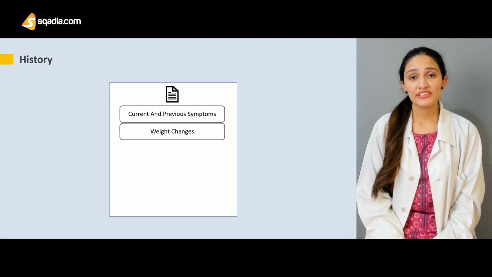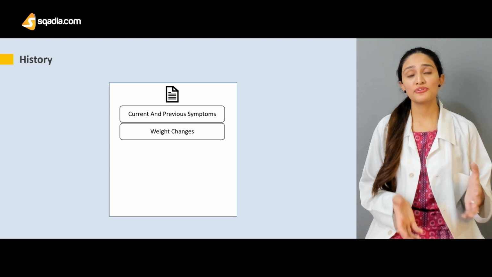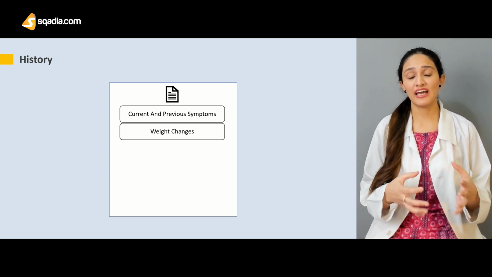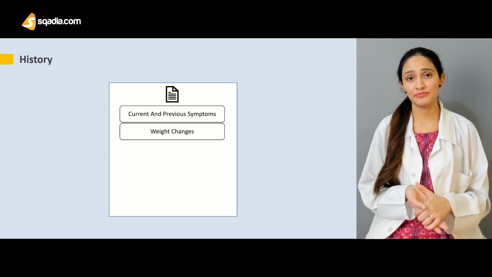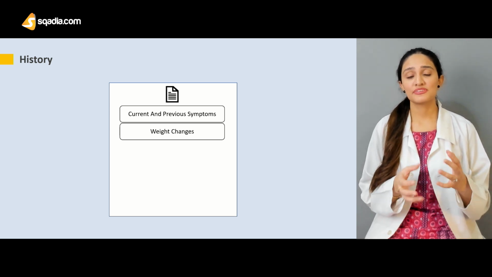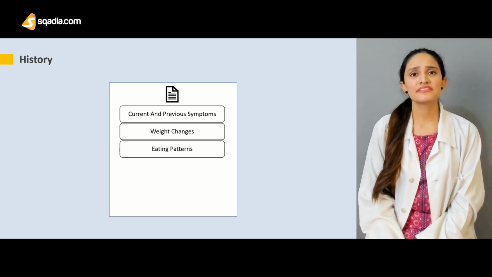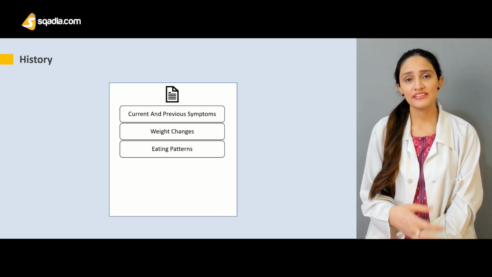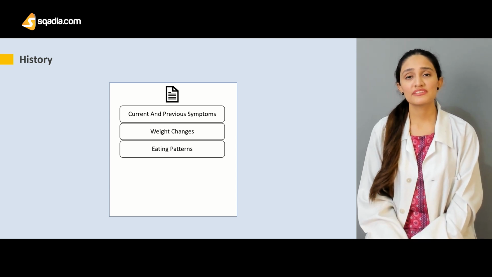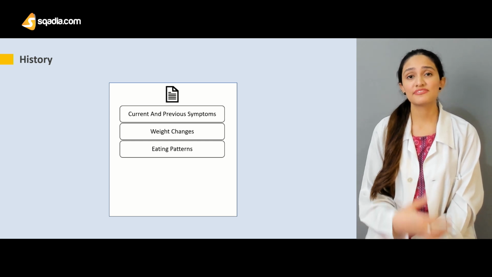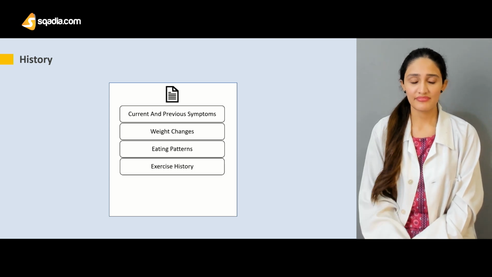This is very necessary, to ask the patient if he has noticed any weight changes. As you all know, weight loss is specific to type 1 diabetes and weight gain is specific to type 2 diabetes mellitus. So, this is a very important question. Asking about eating patterns, if he's feeling more thirsty than normal, or if the patient is having the temptation of eating more, if he's feeling hungry more. So, this is also a very important question.